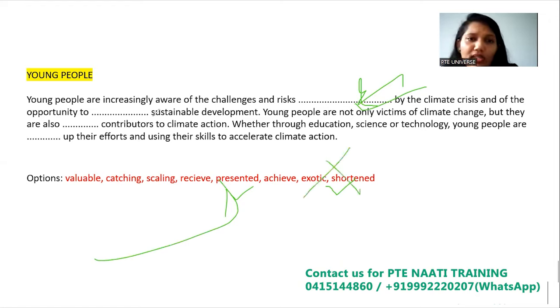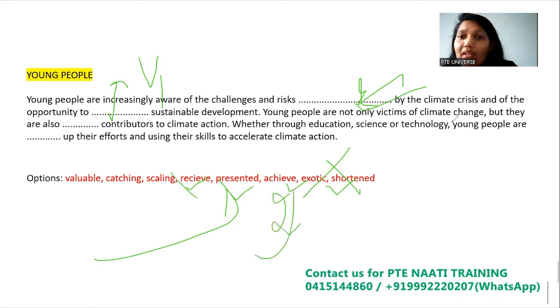And of the opportunity to dash sustainable development. We just learned after "to," the verb comes in the first form. See the options, receive or achieve. You don't receive development. You can't receive it. It's not a gift. You can achieve it by doing constant work. To eliminate, the second answer will be achieve.